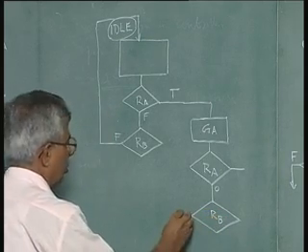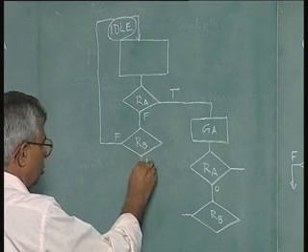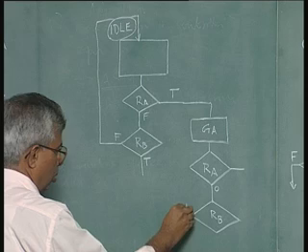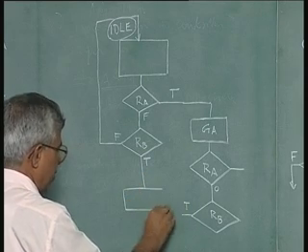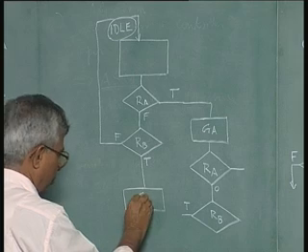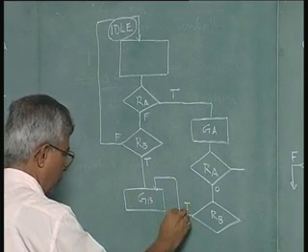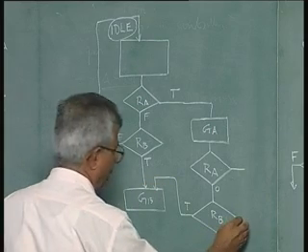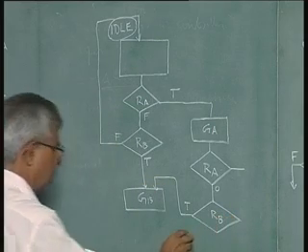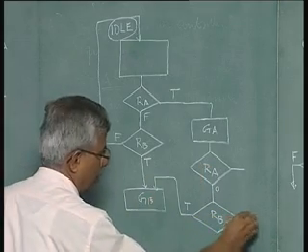So, look at RB. If it is true, what do I do? I go and generate GB. If it is false, RA has been taken care of and RB is not there, so I go and wait.